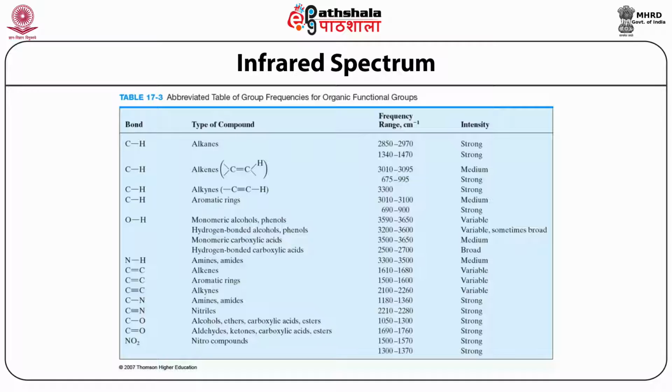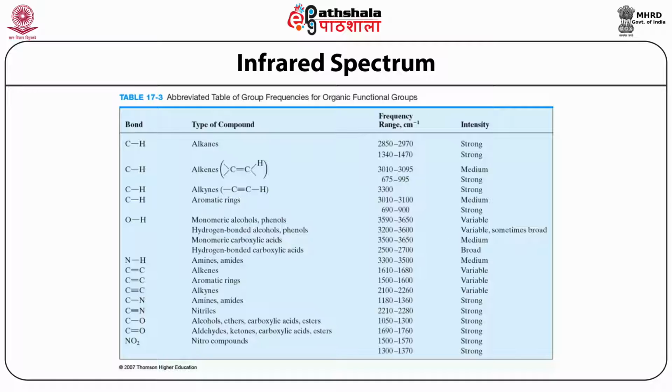But the same CH bond, if it is associated with the triple bond in the case of alkyne, will give you a strong intensity peak at a frequency of 3300. And the same CH bond, if it is associated with the aromatic ring, will give you a medium peak in the frequency range of 3010 to 3100, and a strong peak at 690 to 900.